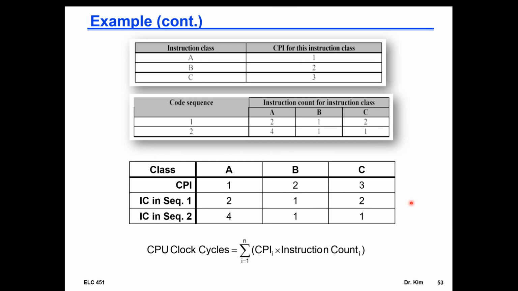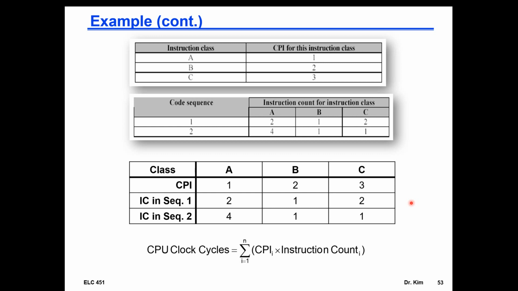Okay? So just to get you going, look at this table here. We have the CPI, the native CPI for the different classes. And we basically have an instruction count in sequence 1. We said that there would be 2 instructions from class A, 1 from class B, and 2 from class C. And the instruction count, or IC, that's what it means. Instruction count in sequence 2 is 4 for class A, 1 for class B, and 1 for class C.